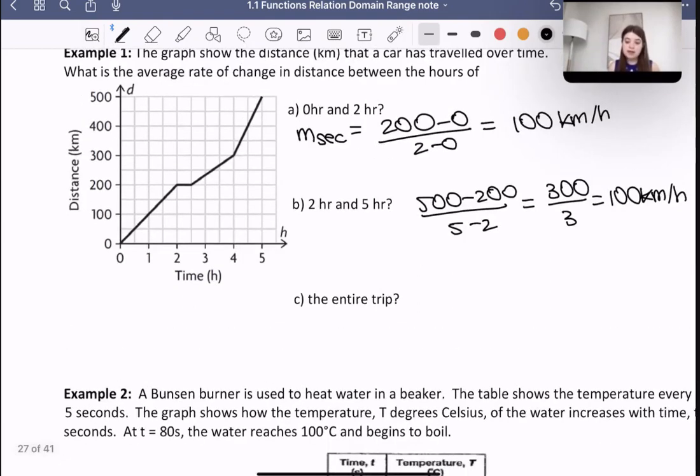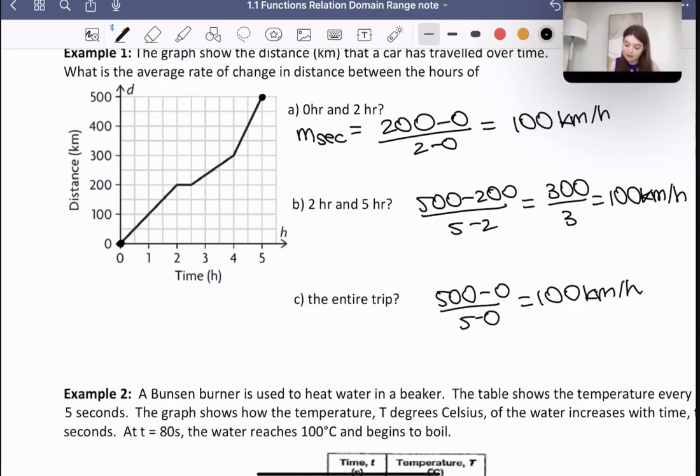You might be able to guess that the rate of change of the entire trip would just be 100 kilometers an hour as well, because for both parts of it that we looked at, it was 100 kilometers per hour. But looking at (0, 0) and (5, 500), we can also prove this, right? We can find it this way, which is going to give us 100 kilometers per hour.